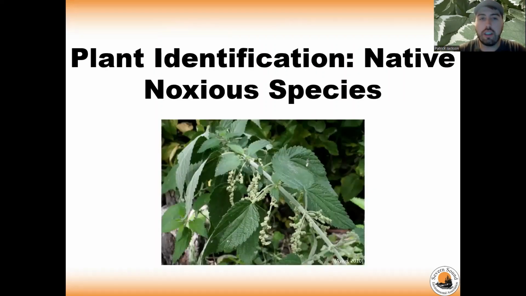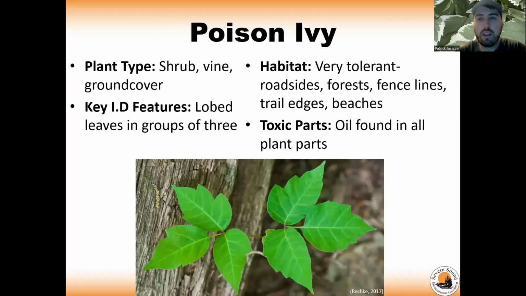Plant identification. Okay, so we're going to review some of the native noxious plant species, and then we'll review some of the invasive ones as well. So poison ivy. This is probably the most common noxious plant that workers in Ontario will interact with. It's often mistaken as an invasive, but it is native to the province.